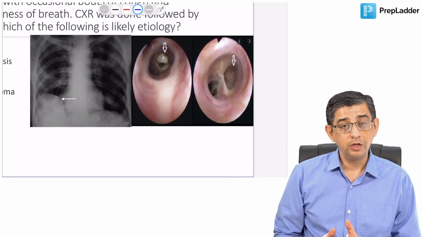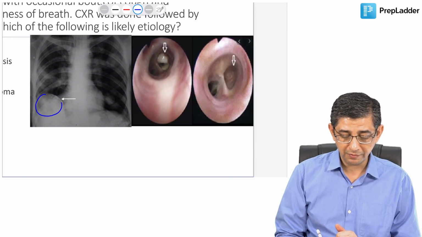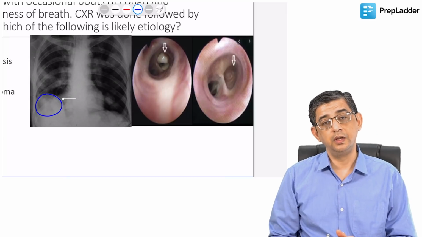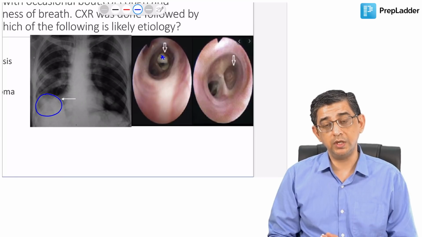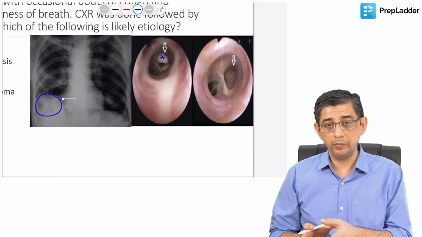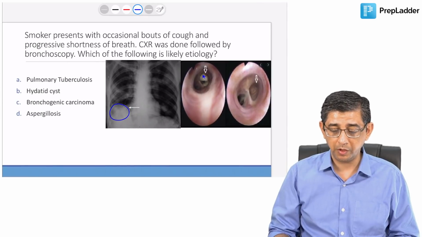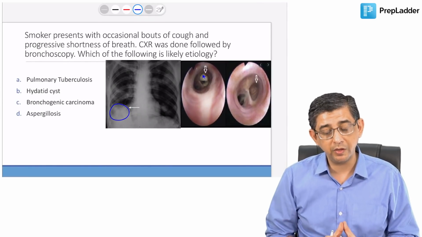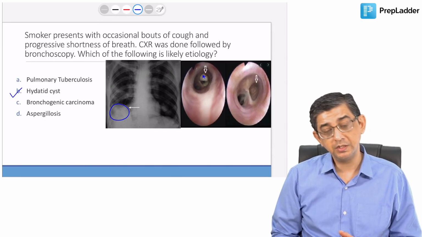In the X-ray, you will notice that there is a distinct shadow present here, which looks as if it's some kind of a cyst. And even on the bronchoscopy, you can see this white shadow here, which looks like a cyst that is growing into the bronchus. It is occluding the bronchus and could be explaining the symptoms of this person in the form of cough and shortness of breath because the airway is narrowed. The best diagnosis for this particular condition is a hydatid cyst.